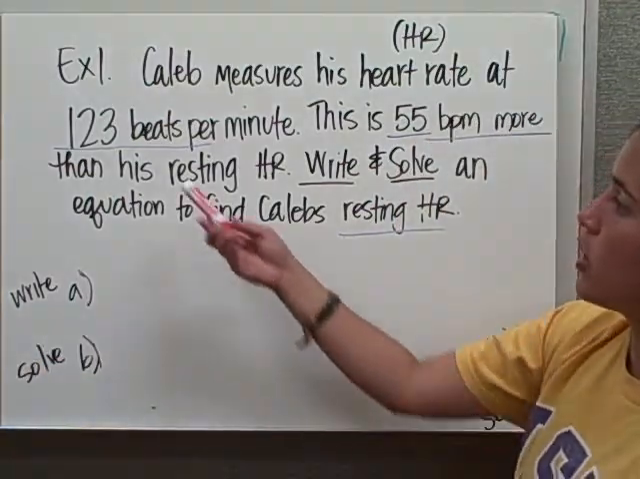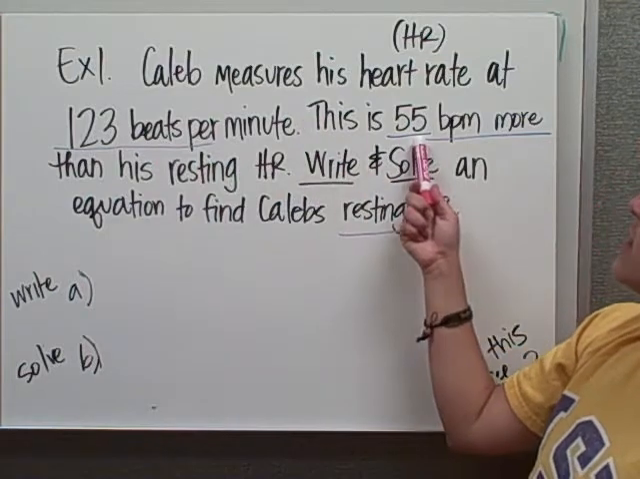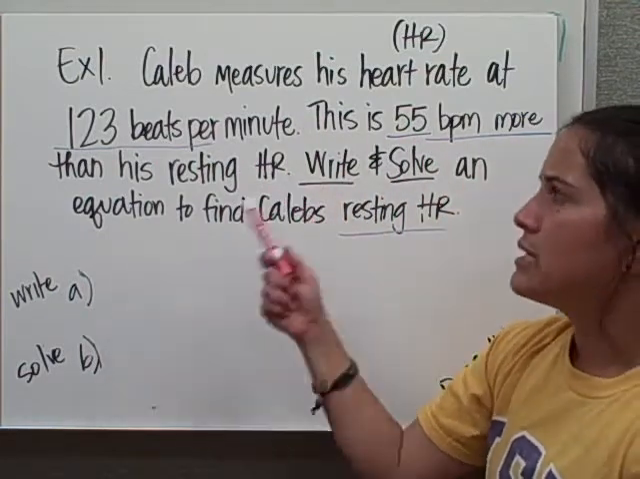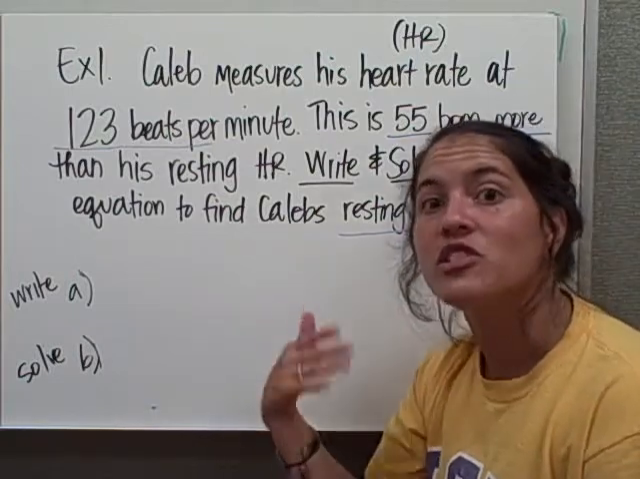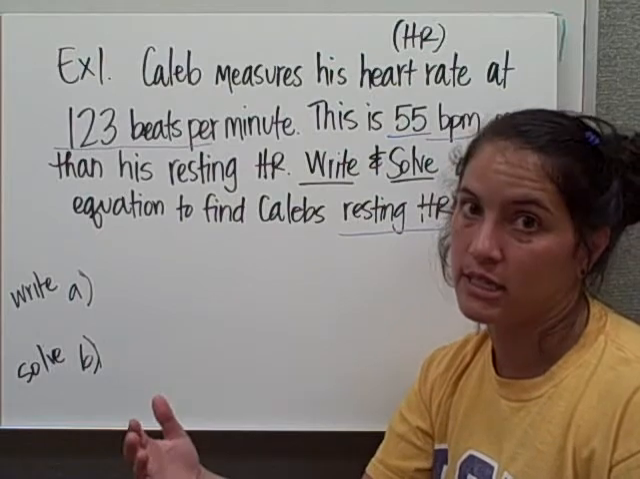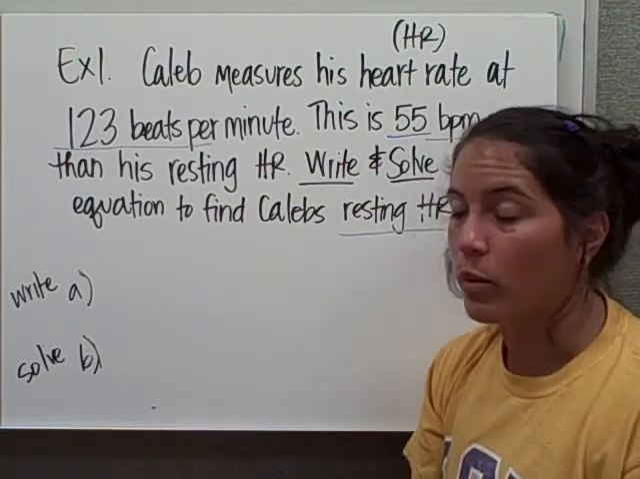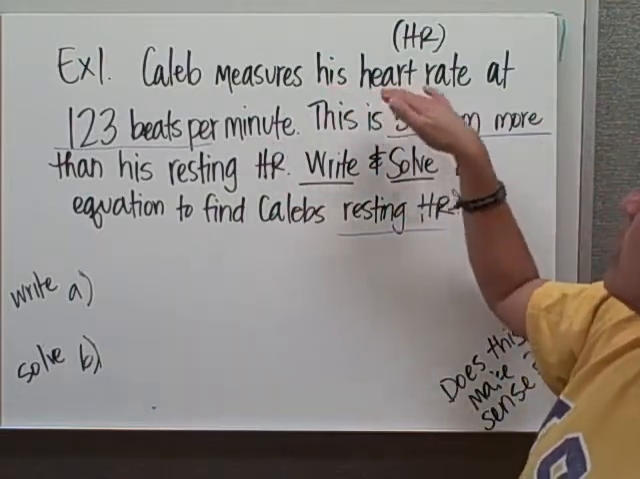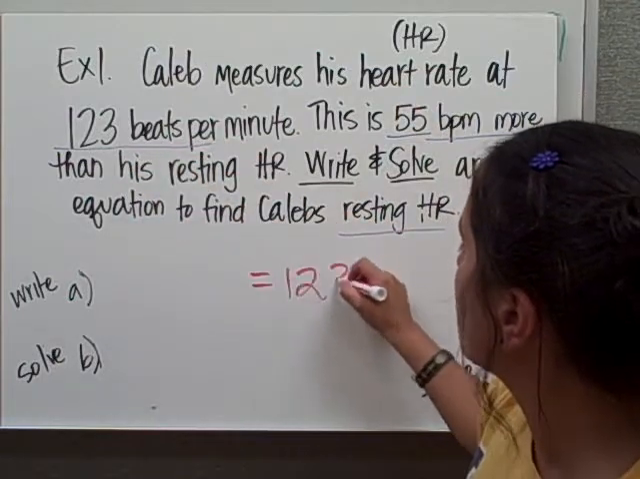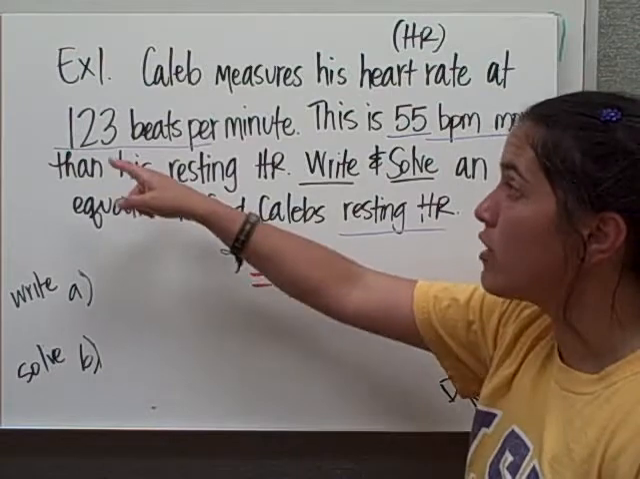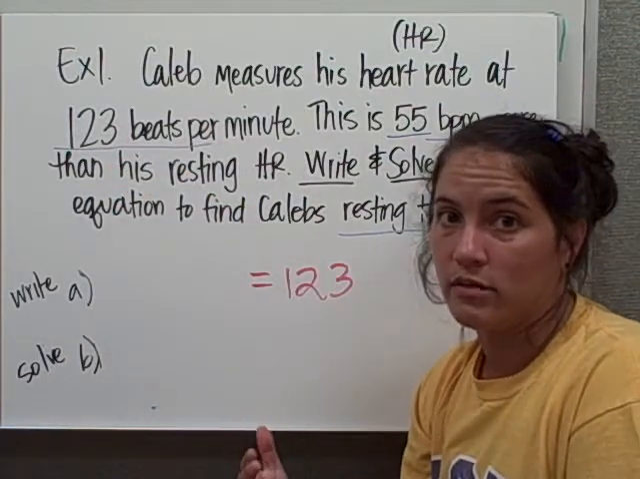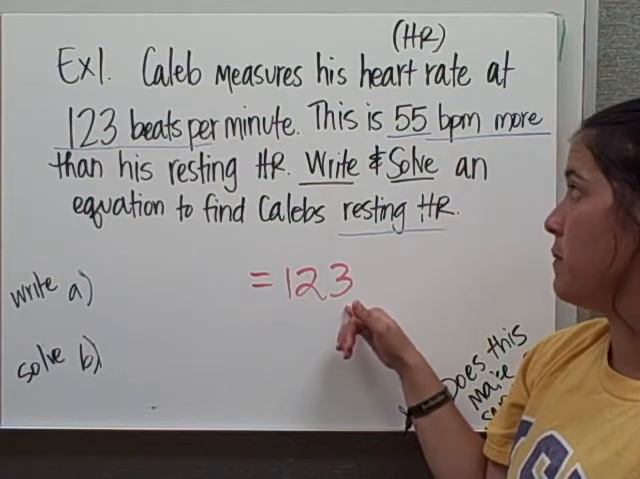We've already looked at some keywords. 123 beats per minute. This is 55 beats more than his resting heart rate. So does anyone see the answer? Like, what do you see as the answer? What information have I given you? And I've said this is this. That is a lot of what we want. And you know his heart rate is 123 beats per minute. So that is going to be on the other side of the equal sign, because you know that it's 123 beats per minute. That is the answer to what is his heart rate. His heart rate is 123 beats per minute.